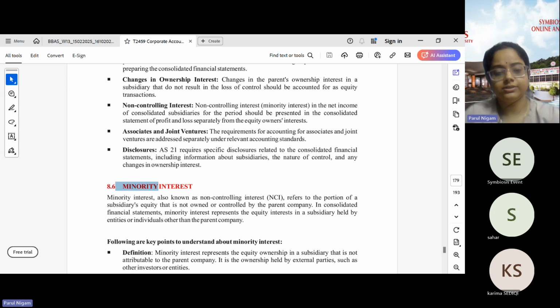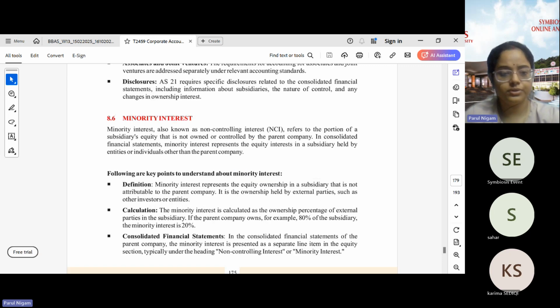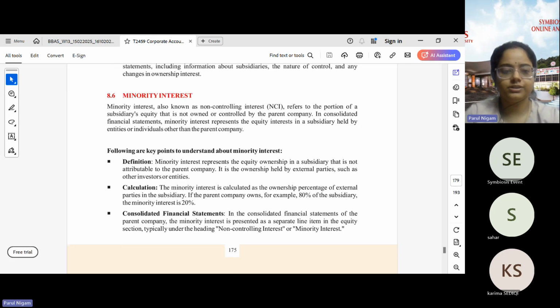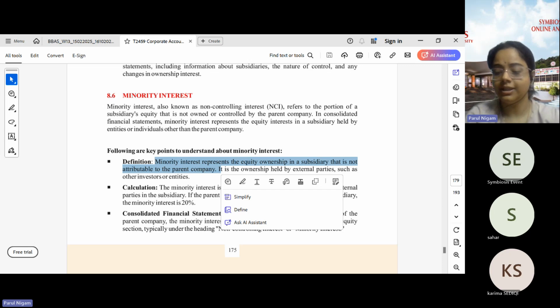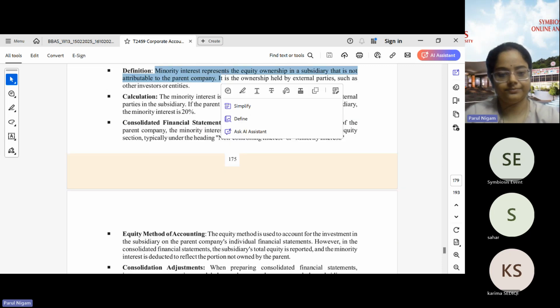Okay. Then there is the concept of minority interest, which I've already told you. For example, if you see the full company, it is 100%. 80% is controlled by the holding company. Okay. So the remaining 20%, that is your minority interest. Minority interest basically represents the equity ownership in a subsidiary that is not attributable to the parent company. So if 80% is the parent company, the remaining 20%, which is not the parent company, is minority interest.